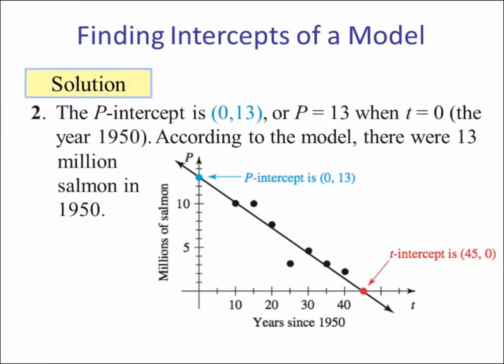So the p-intercept being (0, 13) means, according to the model, there were 13 million salmon when t equals 0. So what we say is, according to the model, there were 13 million salmon in 1950. That's when t is 0.